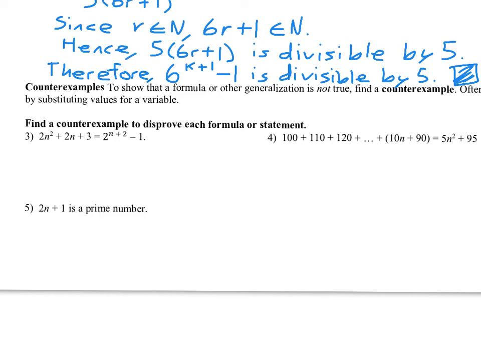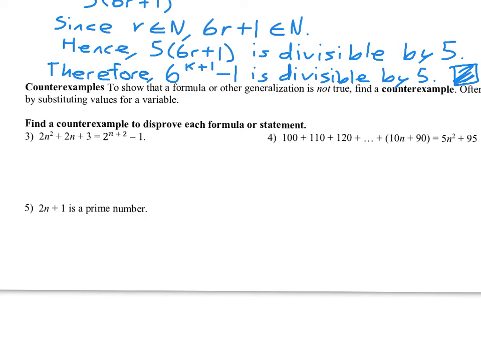So looking at this statement, 2n squared plus 2n plus 3, does that equal 2 to the n plus 2 minus 1 all the time? So I just like to plug in simple numbers. Let's plug in 1. If I plug in 1, I get 2 plus 2 plus 3. I get 7 on the left. I get 7 on the right, so 1 isn't a good counterexample. Let's try 2. If I plug in 2, I get 8 plus 4 plus 3, so I get 15 on the left. And on the right, we would get 15 again. So 2 doesn't work.